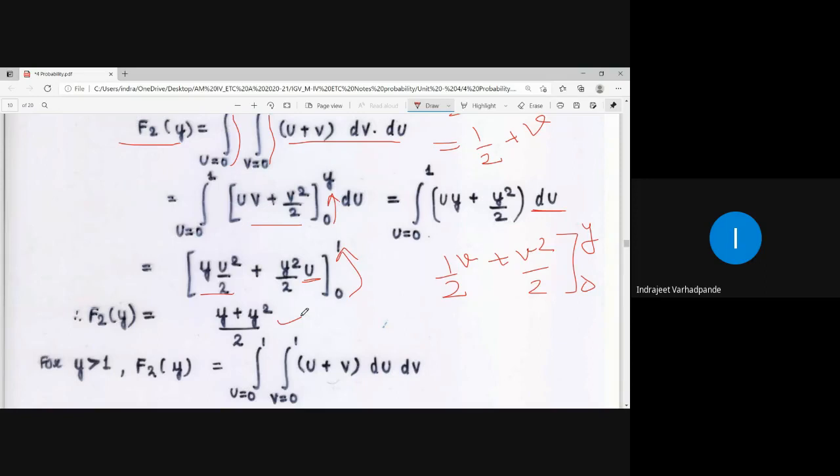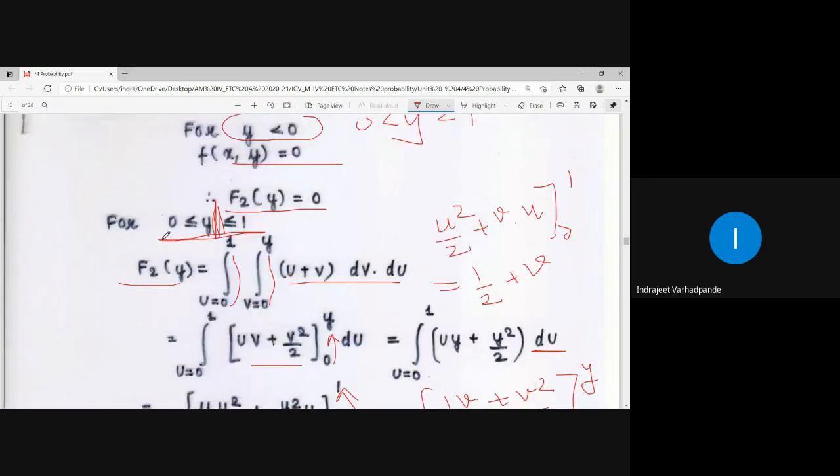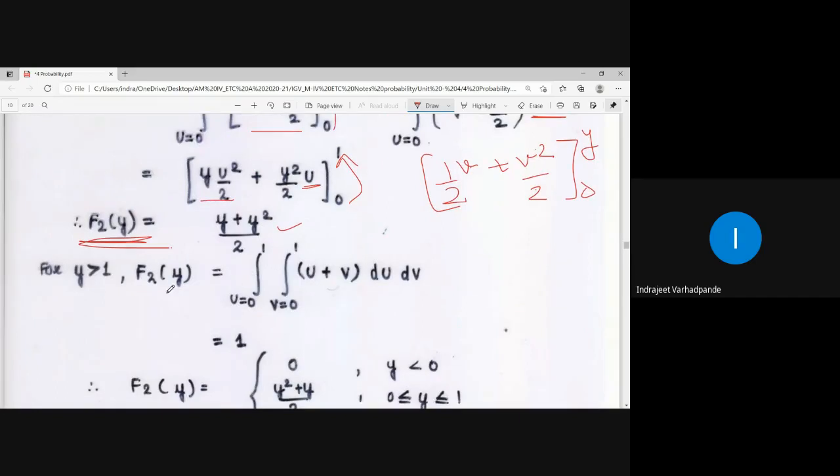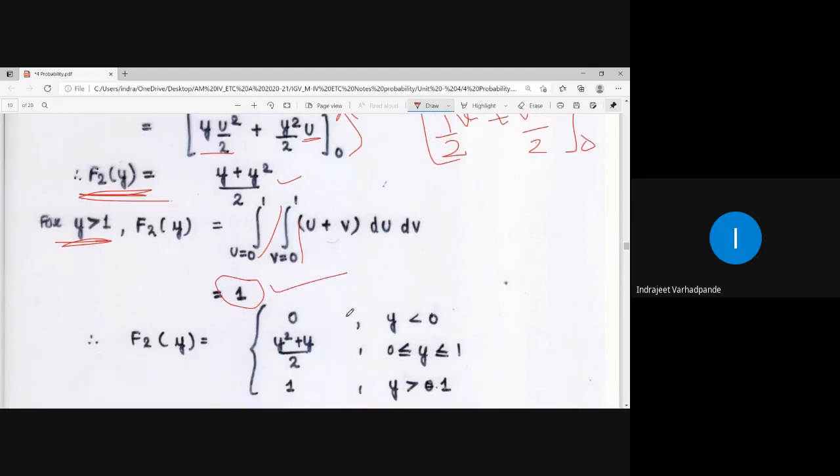My advice will be to solve the constant limit first, and the variable limit last. So here also, if you put the limit as 0 to y, the answer is y by 2 plus y square by 2. For lower limit 0 it will not exist. So still your answer is y plus y square by 2. So this is your f2 of y, marginal distribution function for the range 0 less than y less than 1. For greater than 1, the answer should come out as 1. Integration will be done for 0 to 1 for u and for v also 0 to 1. So your answer will always be 1. You can do the integration and verify it.